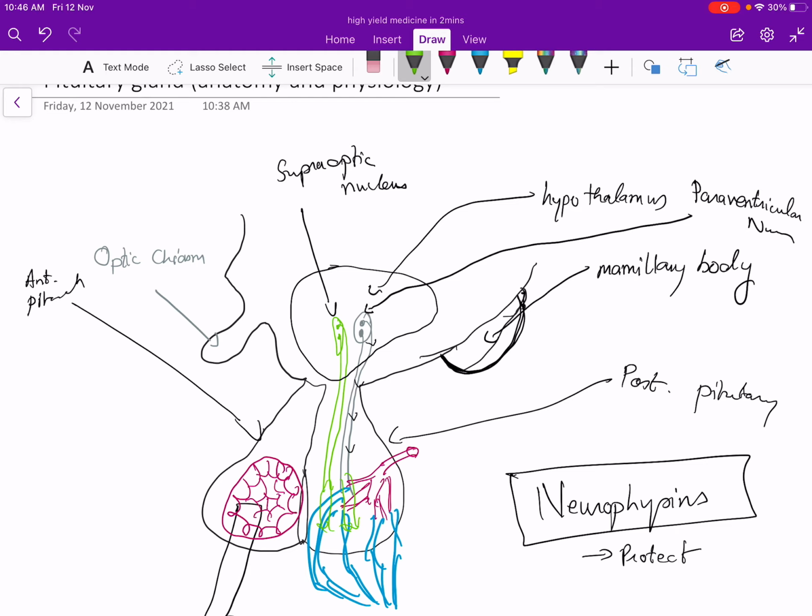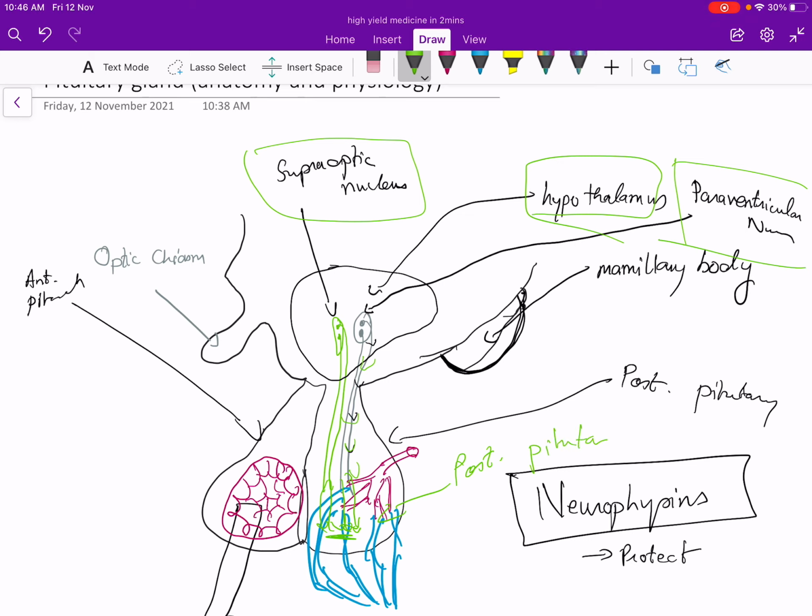So the hormones are produced here in the hypothalamus, in the supraoptic and paraventricular nucleus, synthesized here, transported into vesicles in the neurons, and released in the blood over here in the posterior pituitary. That's the most important part. So that was the anatomy and physiology of pituitary gland.